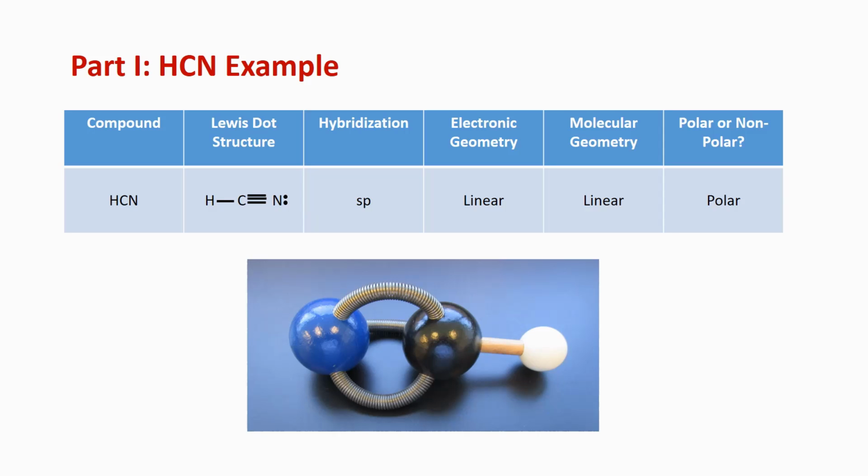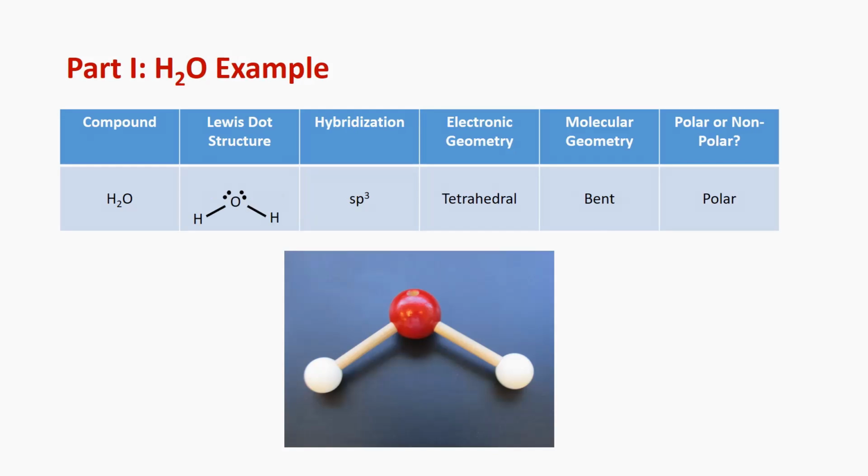Next example we will go over is H2O. The Lewis dot structure of H2O is shown on the table. The hybridization is sp3. The electronic geometry of the molecule is tetrahedral because there are 4 electron groups. The molecular geometry is bent because there are 2 bonding groups and 2 lone pairs of electrons. H2O is polar because there is a net dipole.